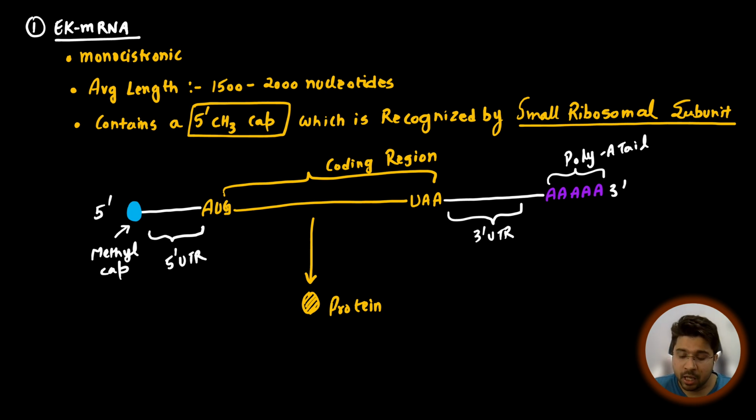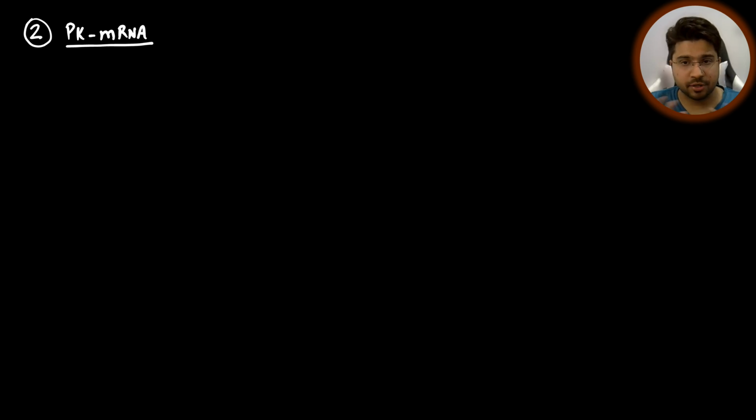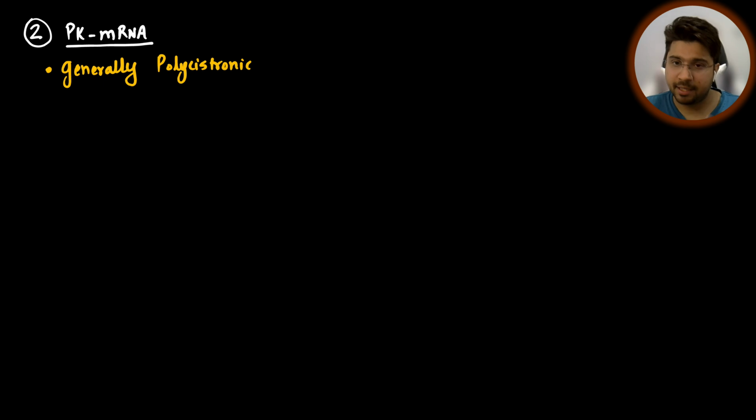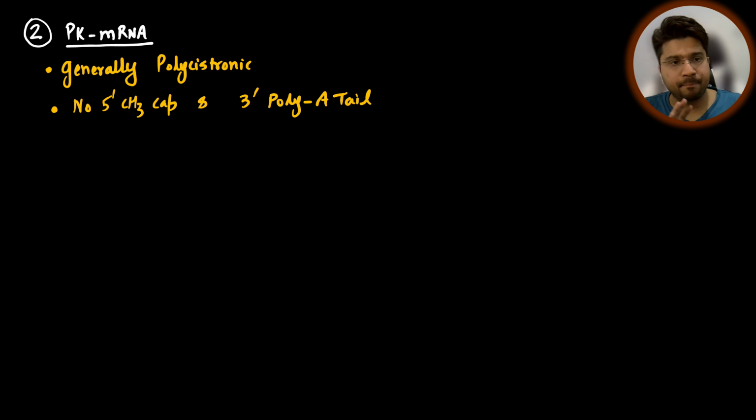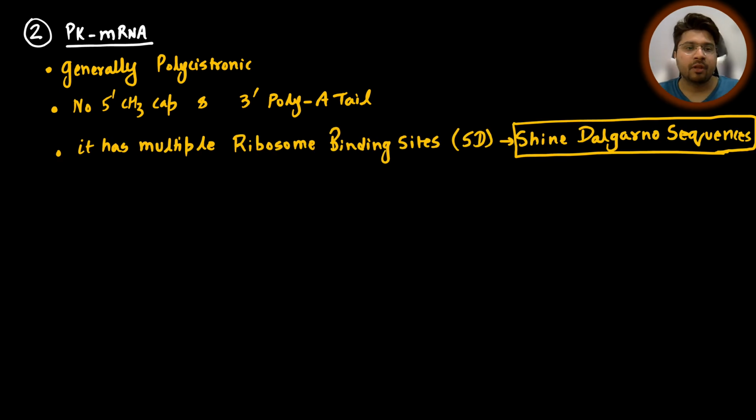Hope that makes sense. Now, the next thing is the structure of prokaryotic mRNA. As I mentioned earlier, they are generally polycistronic, meaning they will have multiple cistrons, like lac Z, Y, A, a typical example from the lac mRNA, and I'll give you a figure-based explanation for that. Please remember, a prokaryotic mRNA does not have a 5' methyl cap or a 3' poly A tail. That's not there, and it's not even required.